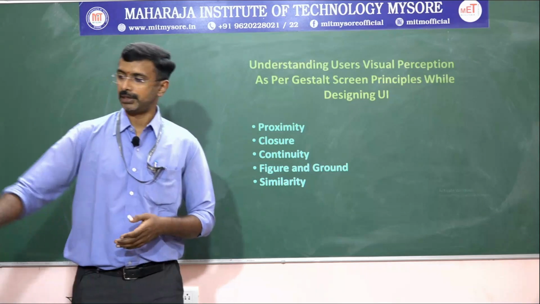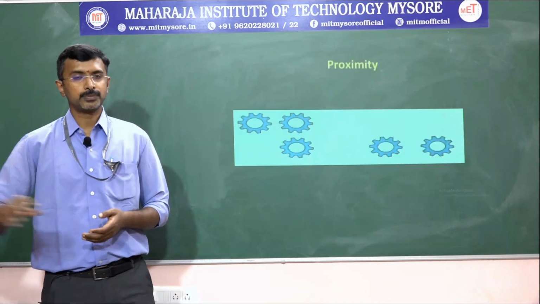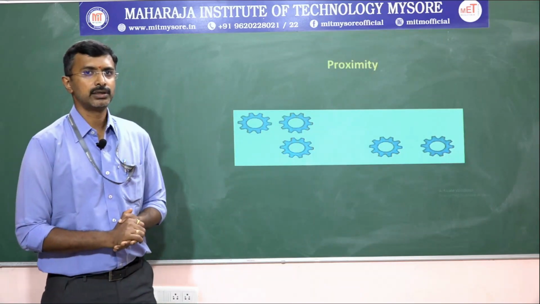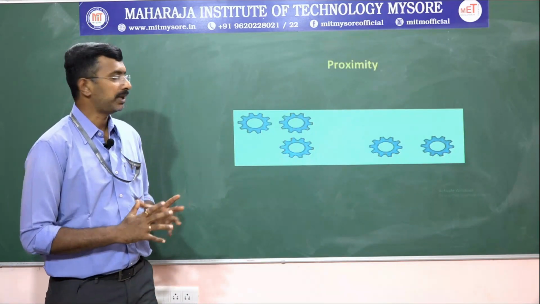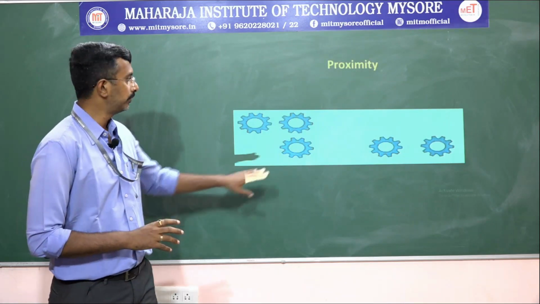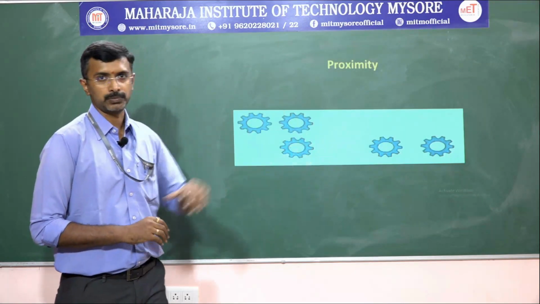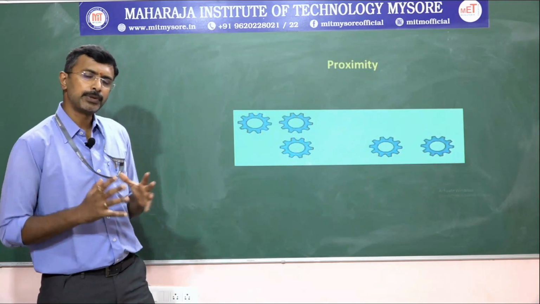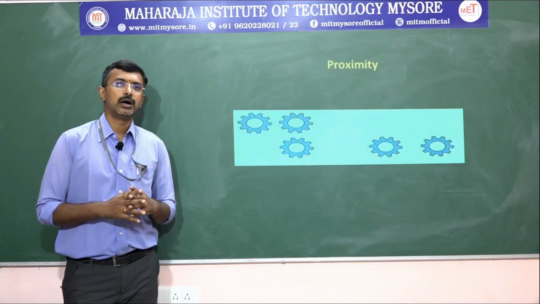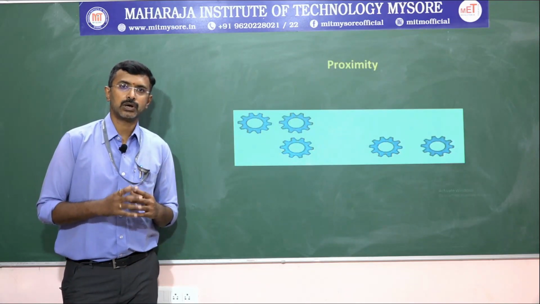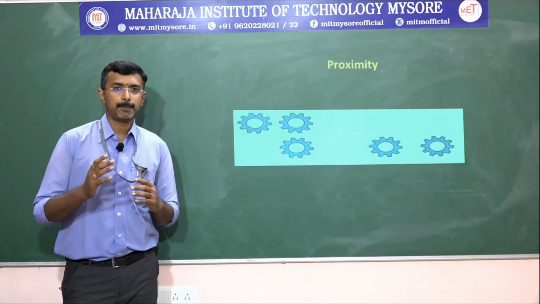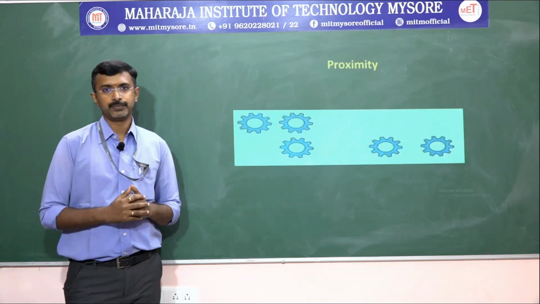What do you mean by proximity? Let's observe it. If you are observing this diagram of proximity, it is nothing but grouping. There are 3 icons which are grouped, there are 2 icons which are grouped, which means when you are developing your application, you have to very clearly group your icons or buttons or images in such a way that they fall under a proper place.